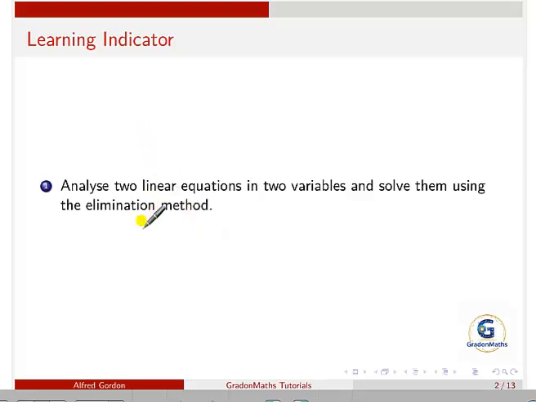Now, our learning indicator for today's lesson is: in today's lesson, we will analyze two linear equations in two variables and solve them using the elimination method.